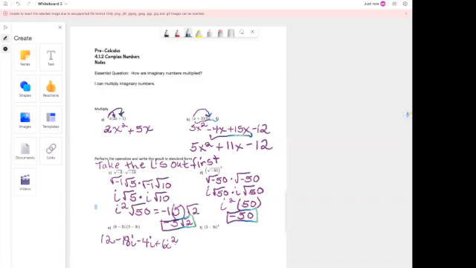Okay, once again, we learned on Tuesday that i squared is negative 1. So 6 times negative 1 is negative 6. So I have 12 minus 6. Negative 18i minus 4i, negative 22i. 12 minus 6 is 6, minus 22i. And there's my answer.